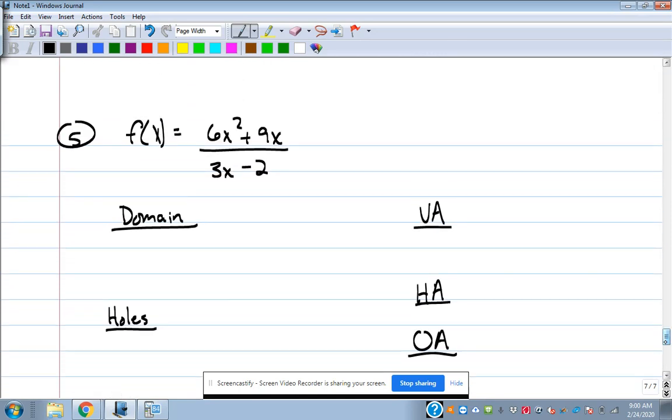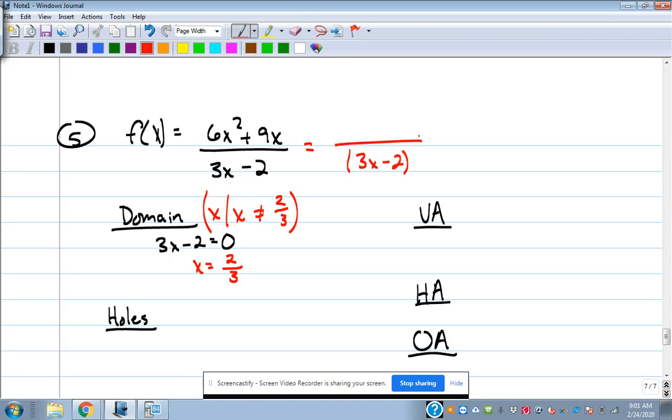All right, let's get the domain. Should be easy on this one. Not much going on there in the denominator. Set it equal to 0. Positive 2/3, right? x is not equal to 2/3. I didn't even have to factor anything.